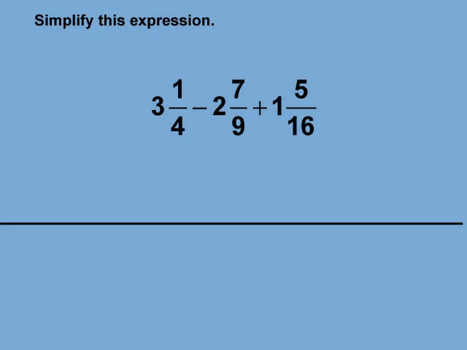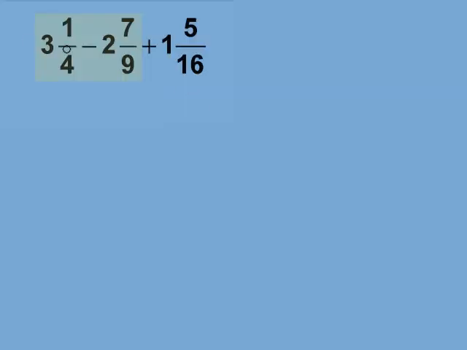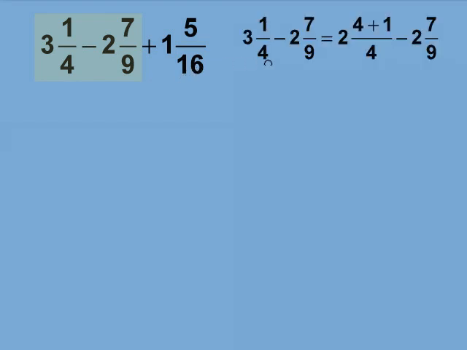Simplify this expression: 3 1/4 minus 2 7/9 plus 1 5/16. Start with the first two terms, as shown here. Notice that with the fractional parts, 7/9 is greater than 1/4, which will involve borrowing from the whole number part. The 3 becomes a 2, and the fraction is increased by 4 in the numerator. The subtraction expression changes to this.